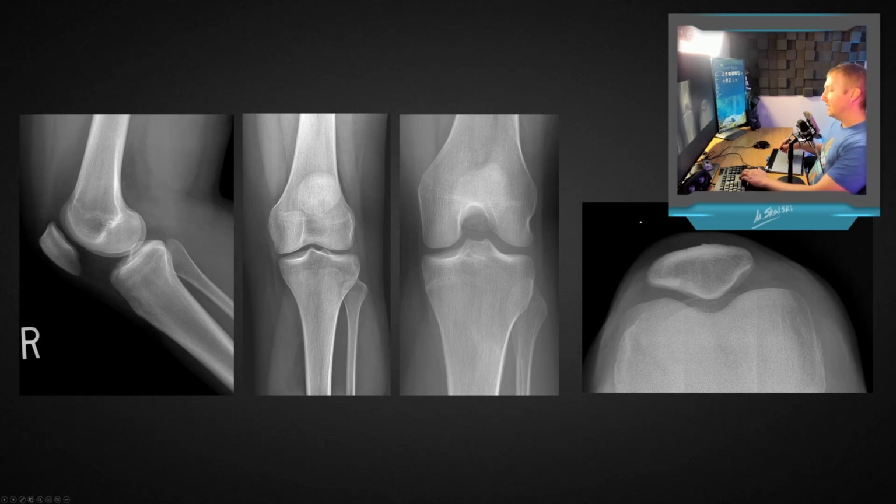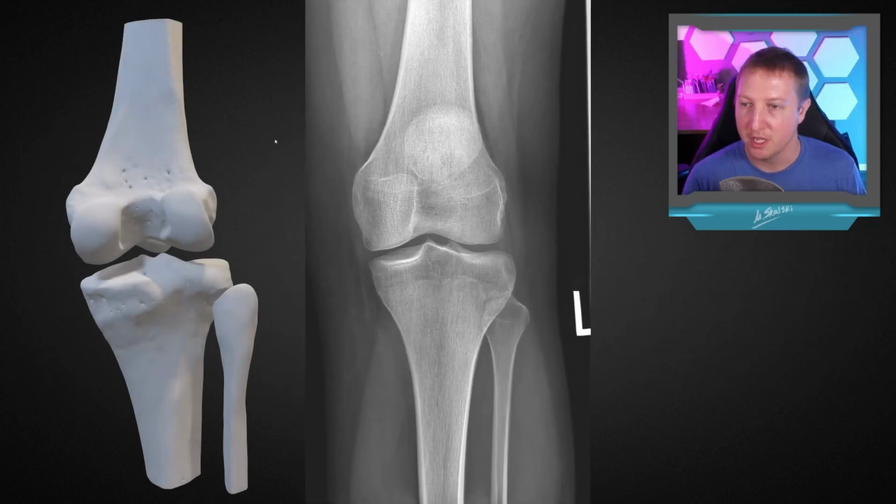otherwise known as your tangential view. And let's just begin here with the A to P view, which I've got my 3D model here over on the side to help us correlate some of this anatomy. So let's just start with the femur and talk about what we're seeing here.